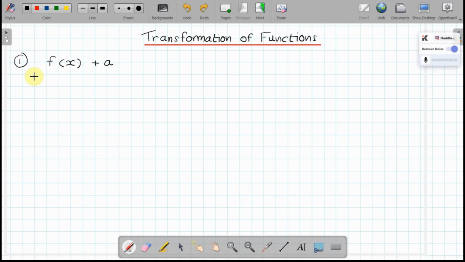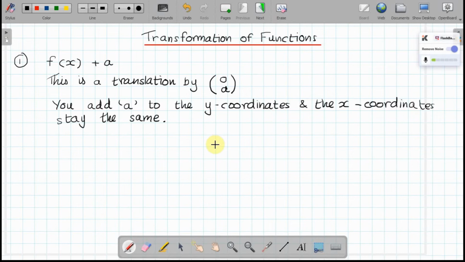Okay, so let's start. Now, when you have f of x plus a, this is a translation by the column vector 0, a. What does this mean? Well, this is what it means. We will add a to the y coordinates and the x coordinates will remain the same. How does this work? Let's have a look.